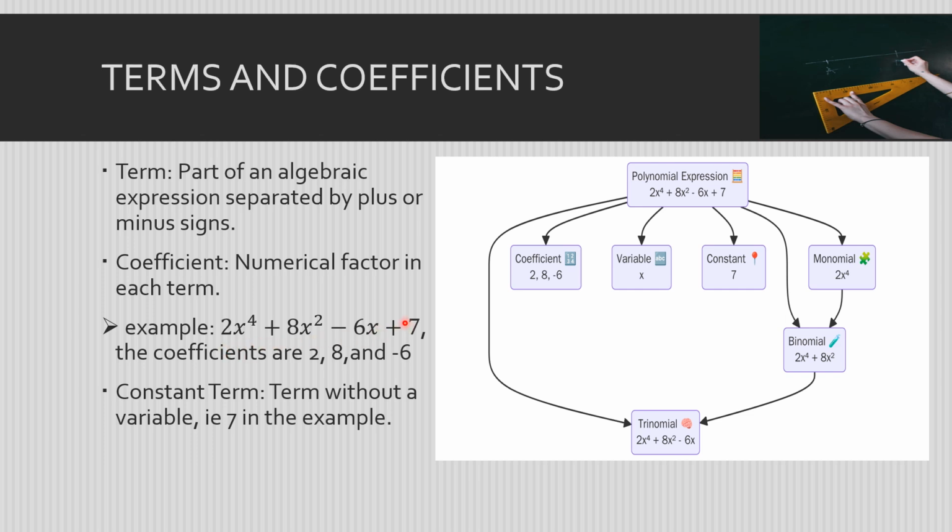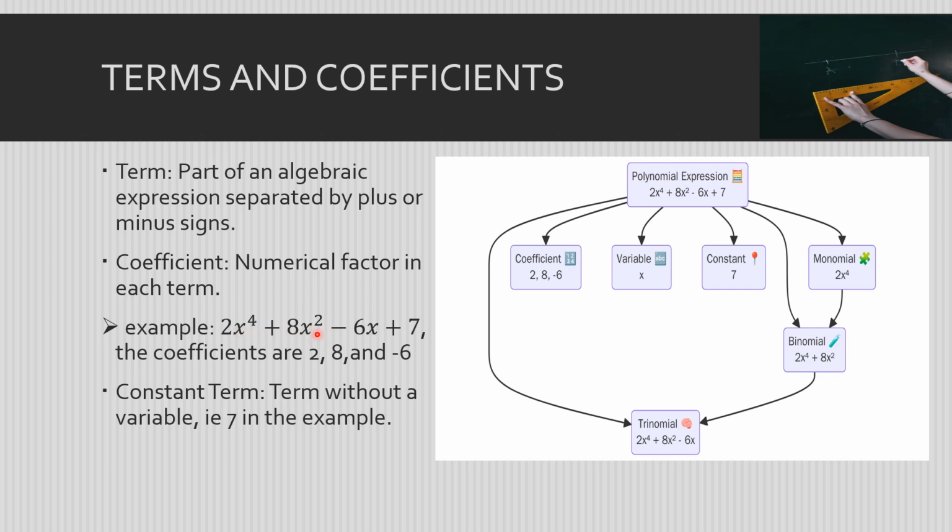When you look at this section, 2x to the power 4 and 8x squared are separated by addition, so they are separate terms. This one is a separate term, this one too, and this one too. So if you are asked how many terms we have here, it means we have 1, 2, 3, 4 terms.